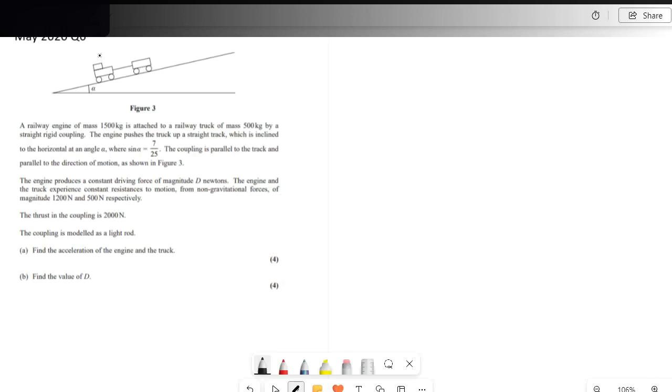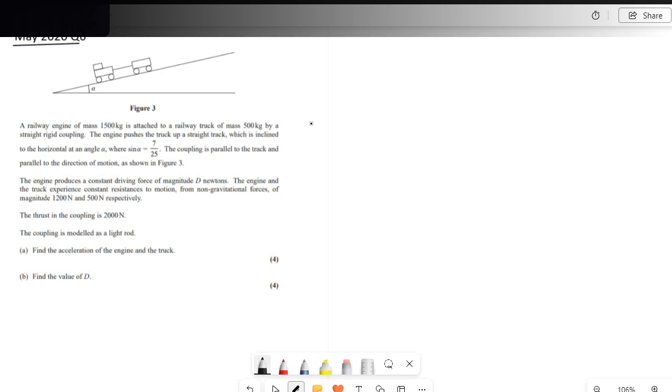Now let's move on to some questions from question papers. Here we have May 2020, question number 6. A railway engine of mass 1500 kilograms is attached to a railway truck of mass 500 kilograms by a straight rigid coupling. The engine pushes the truck up a straight track which is inclined to the horizontal at an angle alpha, where sine alpha is 7 by 25. The coupling is parallel to the track and parallel to the direction of motion as shown in figure 3.